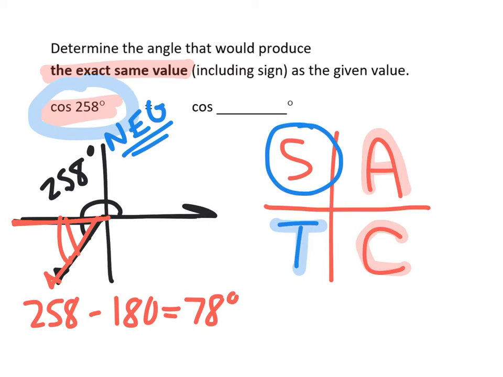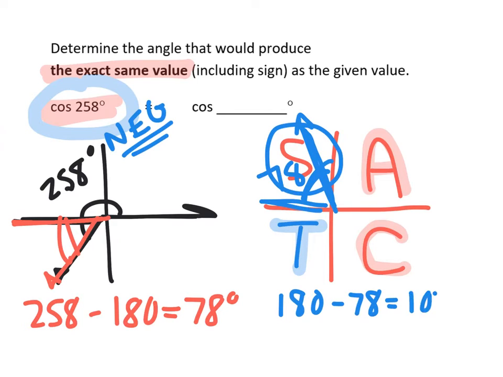So we need to know the angle in that quadrant that has a 78-degree reference angle. So let's draw that 78-degree reference angle right here. It would be 78. And to find that angle, we would take 180, subtract 78, and we get 102. This would be our answer. Now, if you type in the cosine of 258, and if you type in the cosine of 102, you should get the exact same answer. You can verify it on your calculator.